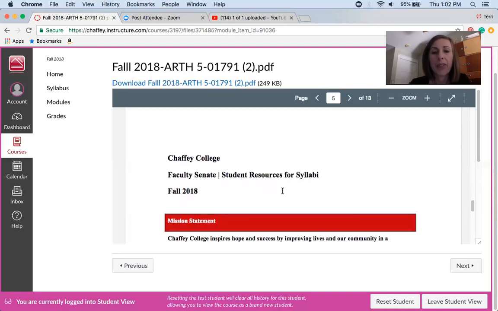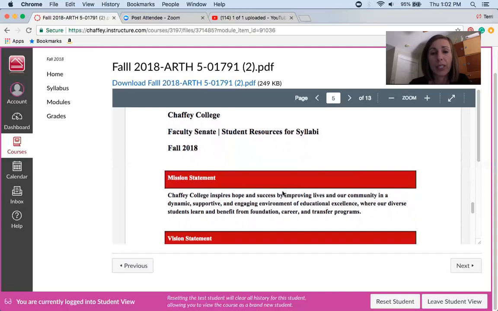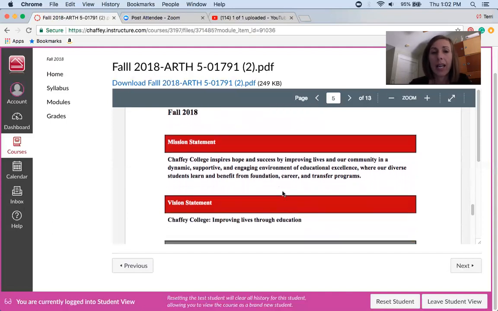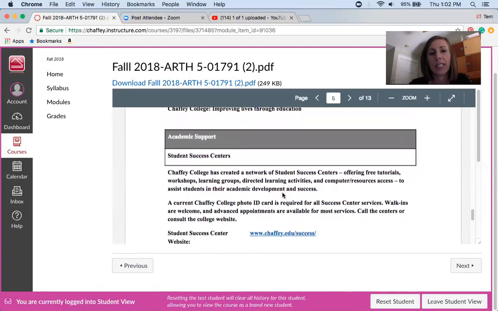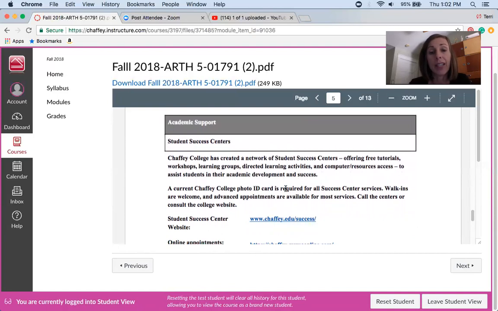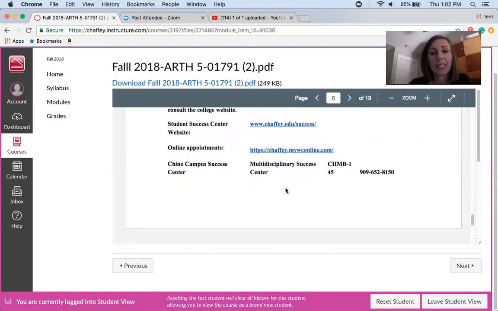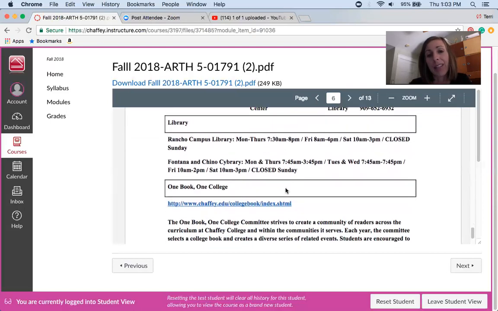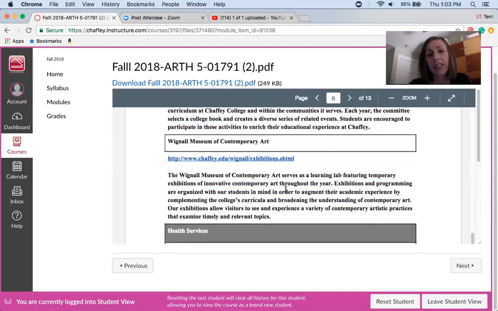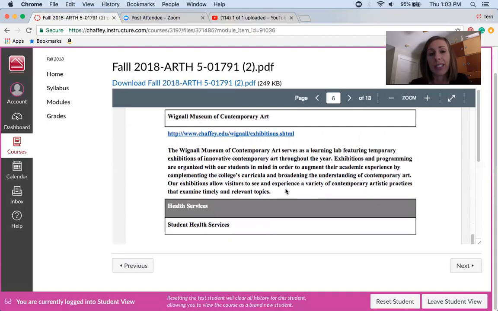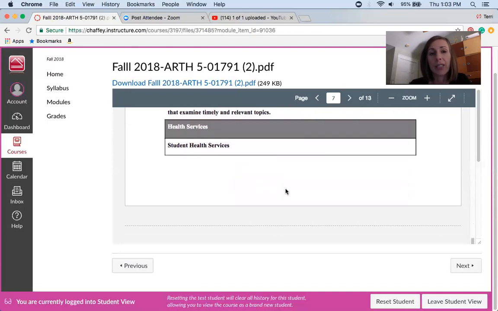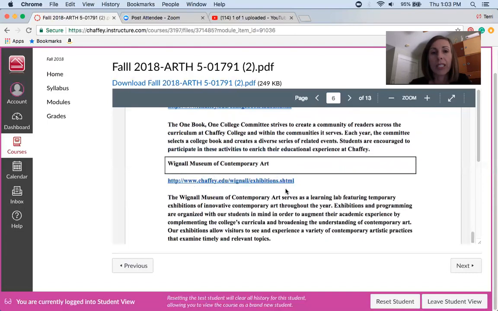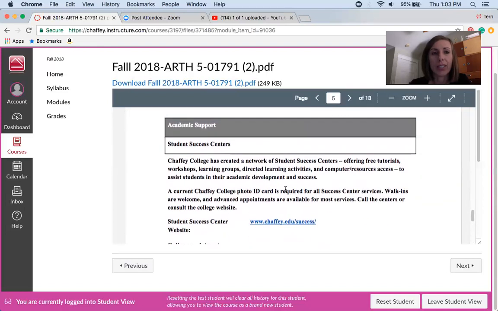As I said before, at the end here are the student resources for your syllabi, and it shows the mission statement and things that are terribly interesting. But then after that, it has things like the Student Success Center for all the different campuses, the library. There's just a ton of good information, health services, any kind of tutoring you need. Chafee has thought of it. So please look through there and make sure you're asking questions about that.